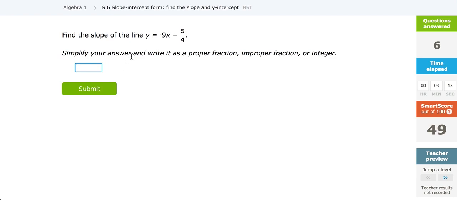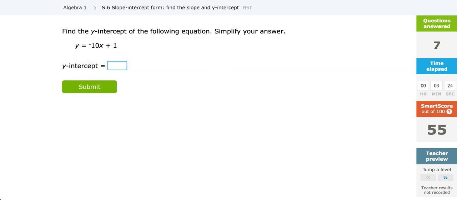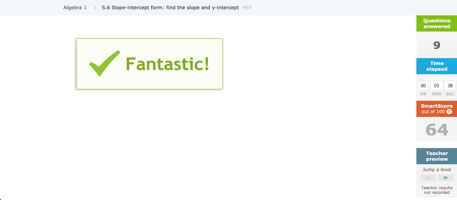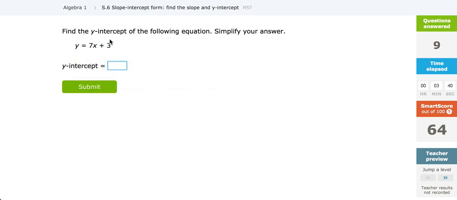Now let's find the slope. So the slope, remember, is the number that comes right before the x, so the coefficient of x. In this case, that is a -9. Find the y-intercept again. This is the constant, 1. Let's find the y-intercept. Again, this is the constant, which is 6. Find the y-intercept. That's the constant. Again, that's your b value, 3.